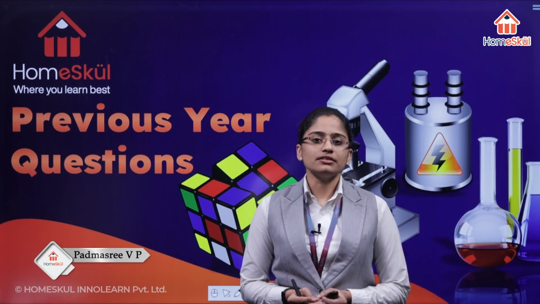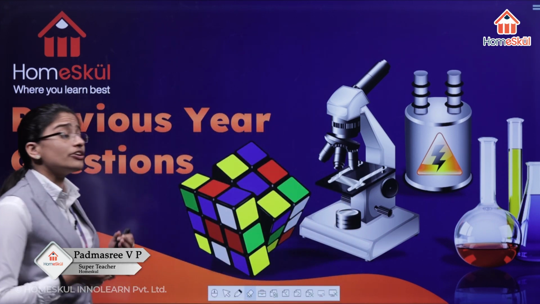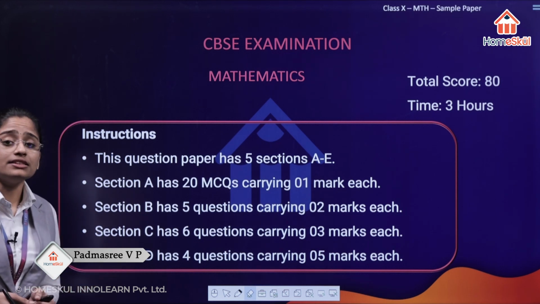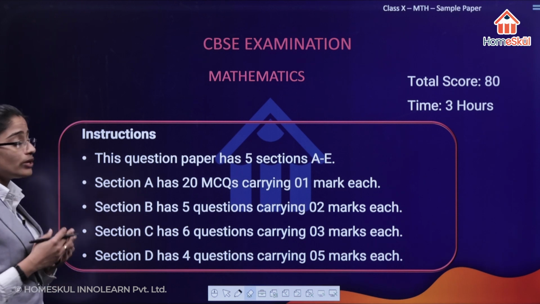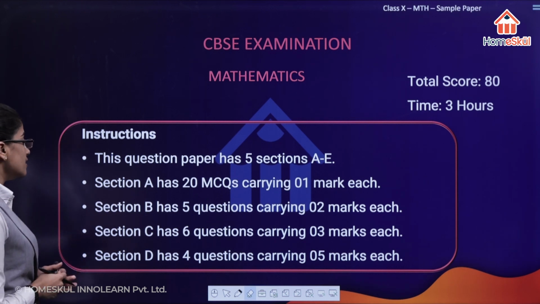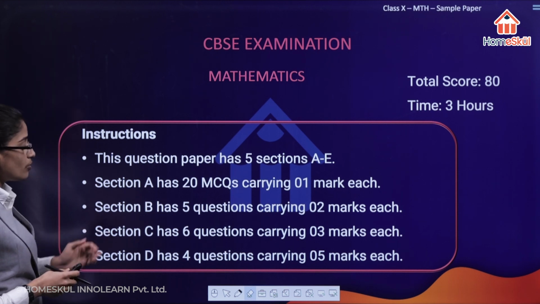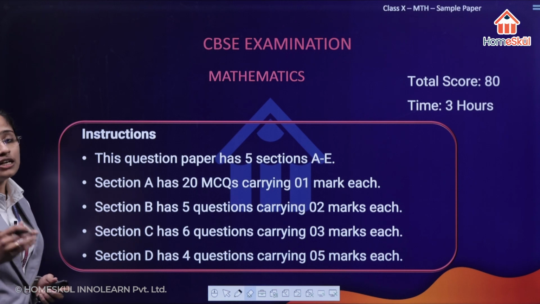Here we'll be discussing the previous year questions. So before moving on to the question, let's understand the instructions, okay? This question paper contains 5 sections, section A to section E. Section A has 2 MCQ type of questions carrying 1 mark each. Section B has 5 questions carrying 2 marks each. Section C has 6 questions carrying 3 marks each. Whereas section D has 4 questions carrying 5 marks each.